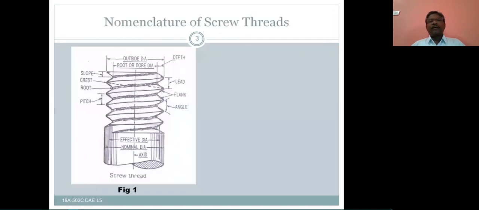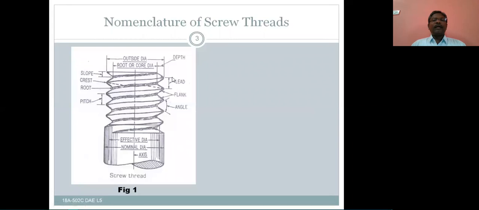So now, previously we have discussed the nomenclature of screw threads. Now you can see in this nomenclature various definitions and various parts of this screw thread. Number one, see here, this is the crest, the topmost point, and the bottommost point is the root, and the distance from one point to the corresponding point on the consecutive thread along the axis is called the pitch.